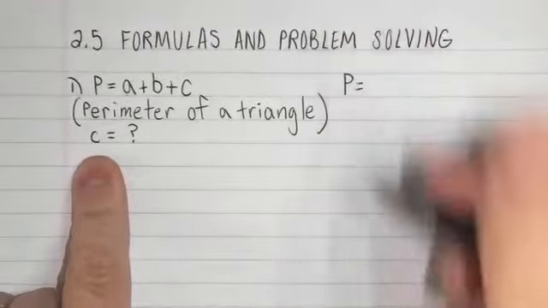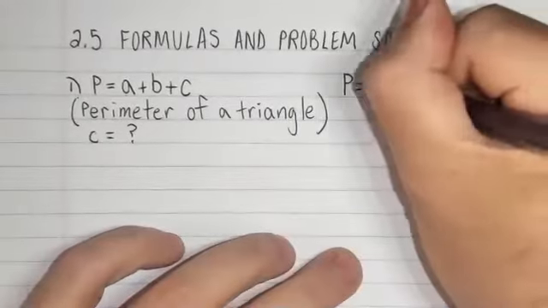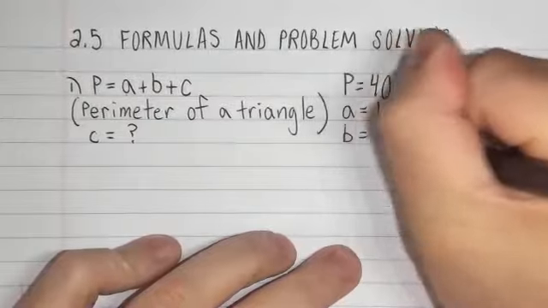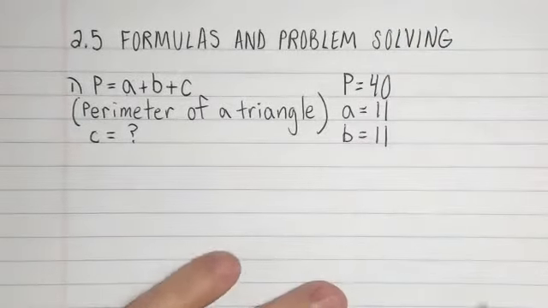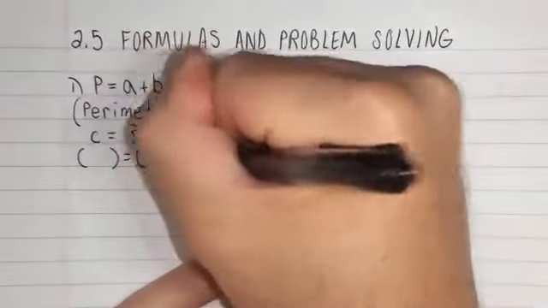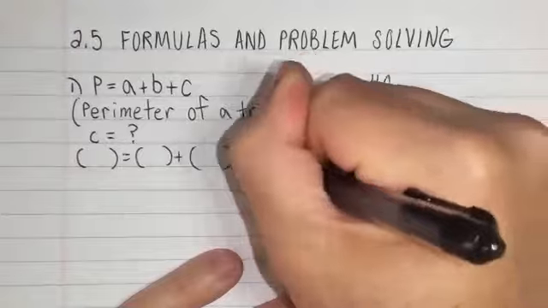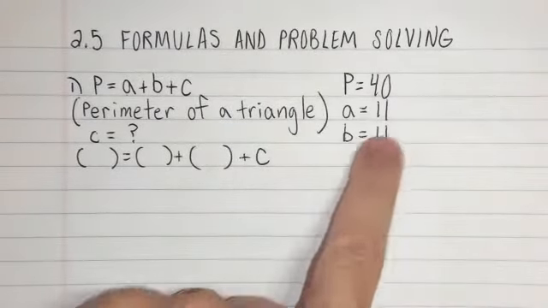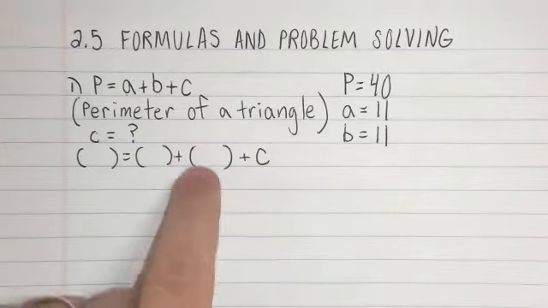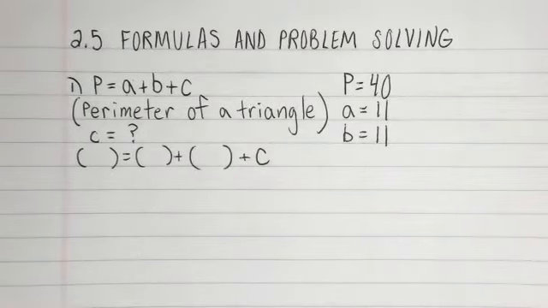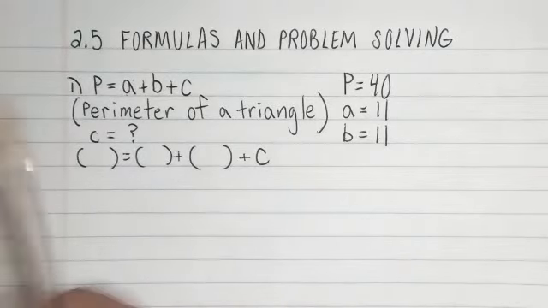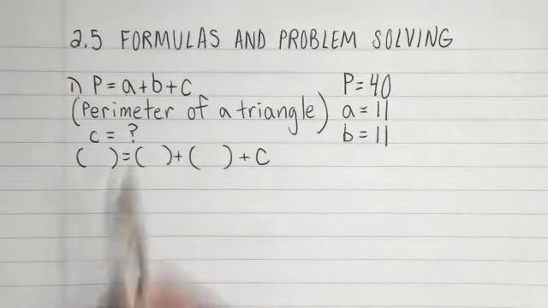So in other words, they're going to tell you the perimeter. In this example, the perimeter is 40. Your A value is 11, and your B value is also 11. We know we have to solve for C. So what I do is put parentheses for all the other values that I'm going to plug in. Parentheses are good because when we start multiplying, that's the indicator that you're going to multiply. But since here we know we're adding, we just plug in, and the only way you really mess these up is if you don't put the values in their right spot.